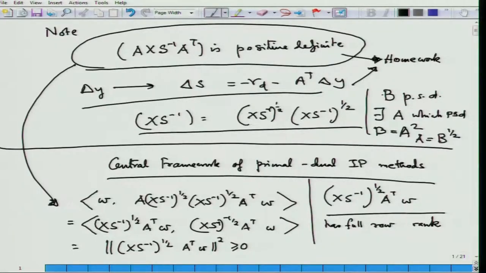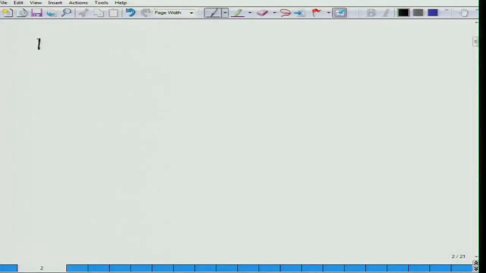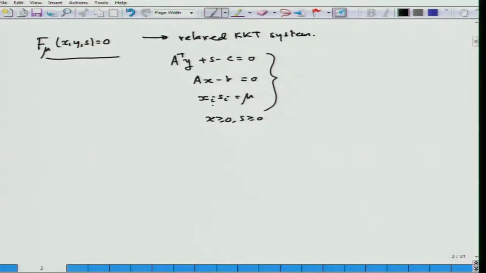Now, once we look into the main primal dual framework, let us go to the story once again. We have to solve this equation, that is the relaxed KKT system. If you have forgotten, let me write it down once again. This is the system that we are intending to solve. Of course, this automatically means that I will have this strictly bigger than 0.